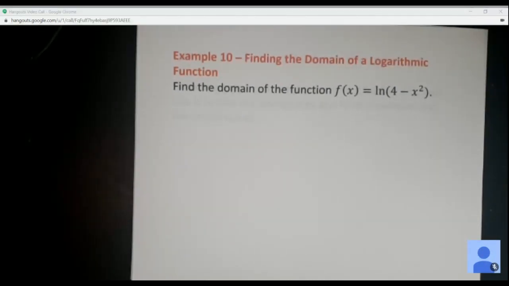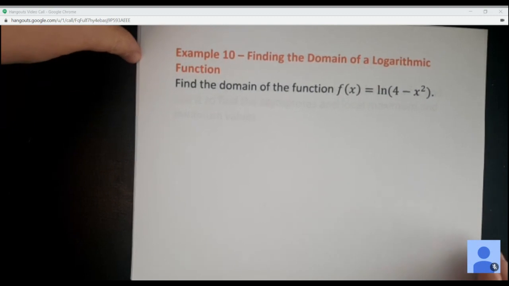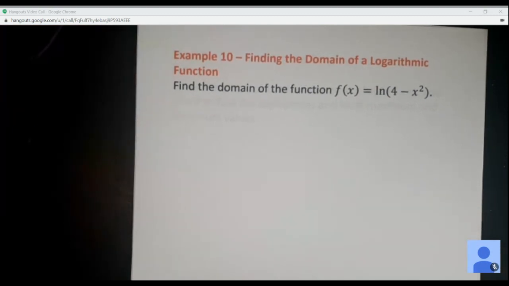All right. So back in the logarithm section, this is still 4.3. So I've got one more example I want to do here, and then we'll move on to the next section. Okay, so I want to find the domain of this function here. We have the natural log of 4 minus x squared. Okay, so what we have to think about is what do we know about logarithmic functions in general, and then how can we use that to help us find what this specific domain is going to be.